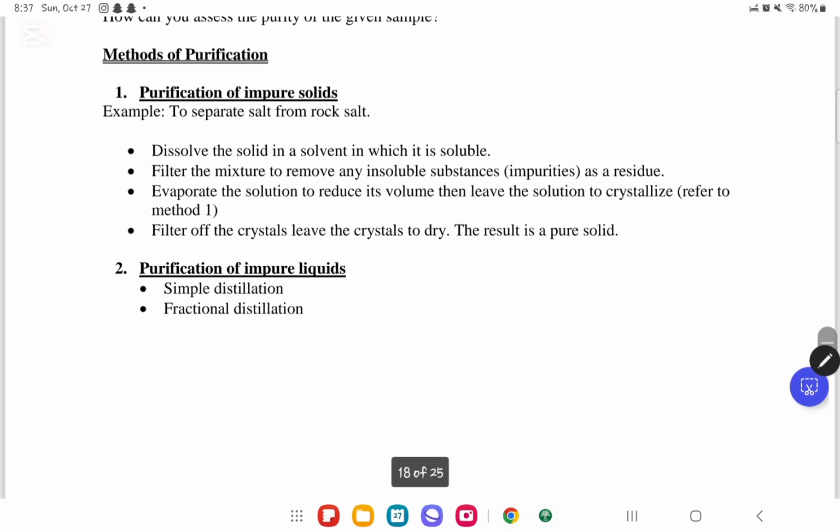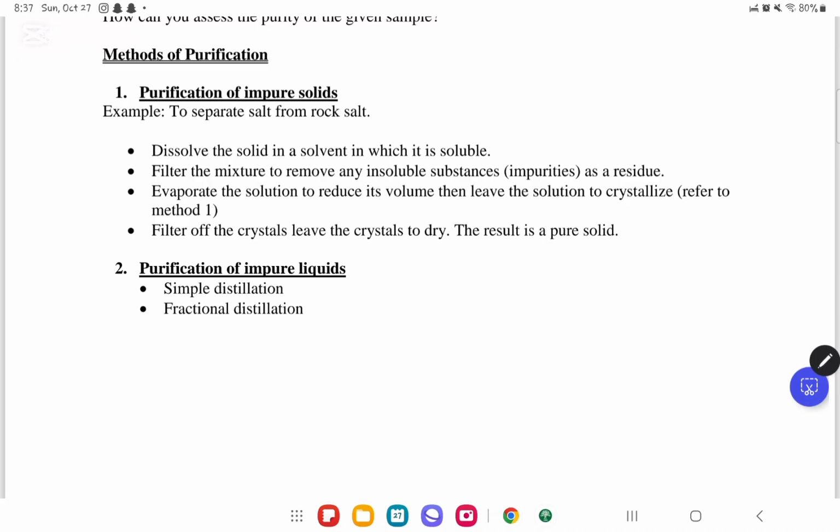Now, methods of purification. Example, to separate salt from rock salt. Dissolve the solid in a solvent in which it is soluble. After that, we're going to filter the mixture to remove any insoluble substances, which are impurities. After that, we're going to evaporate the solution to reduce its volume and then leave the solution to crystallize. After that, we're going to filter the crystals.